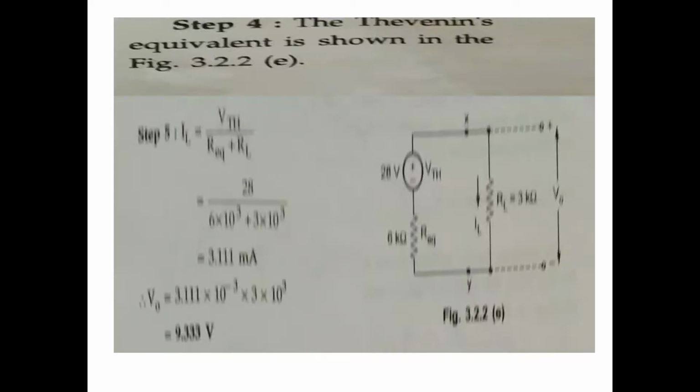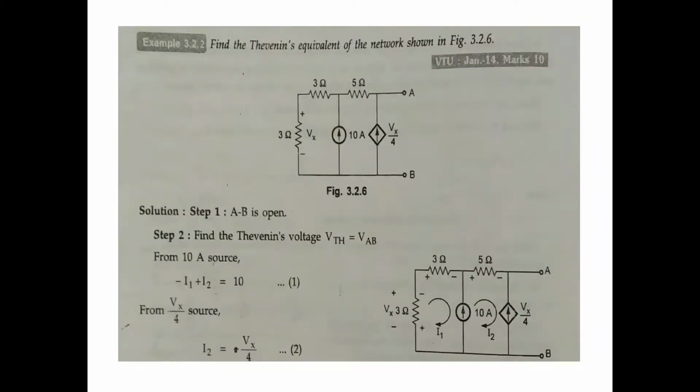What is the open circuit voltage? V naught equals 3.11 milliamps times 3 kilo ohm. The answer is 9.33 volts. Okay, next, problem number 2.